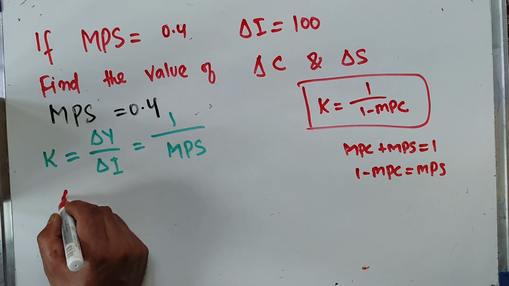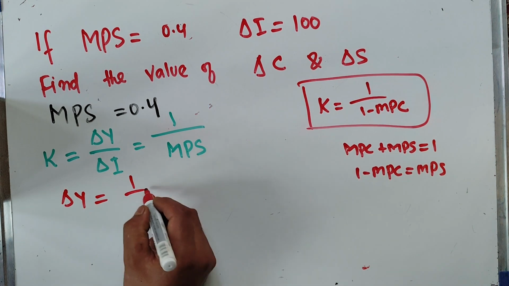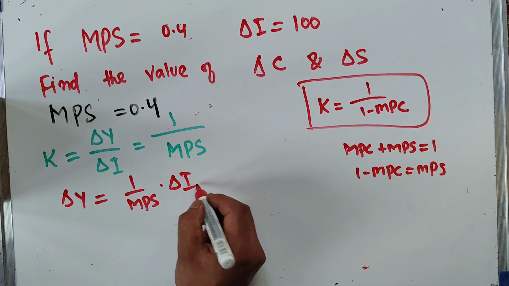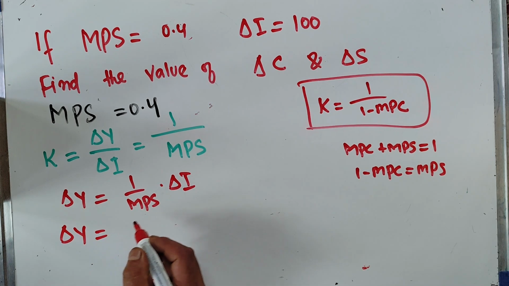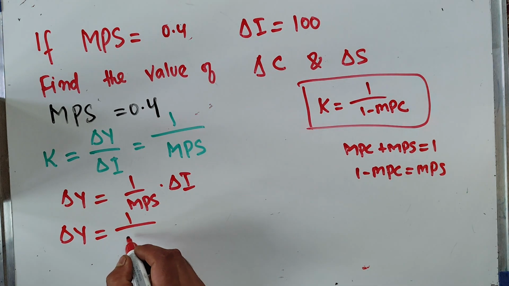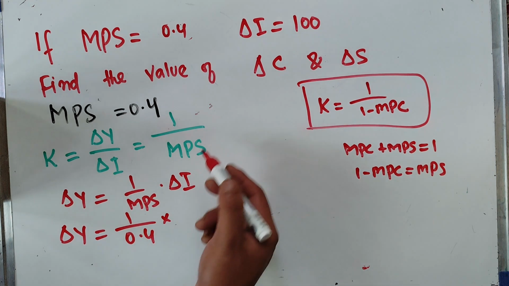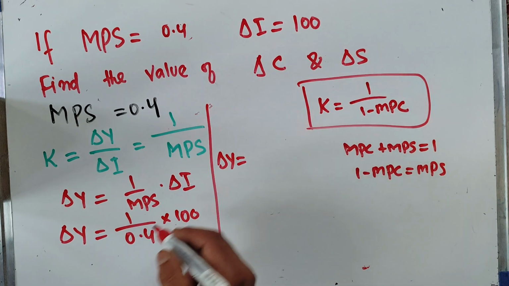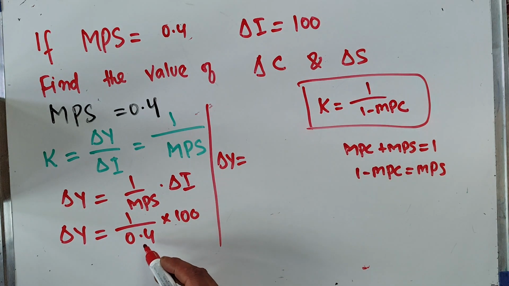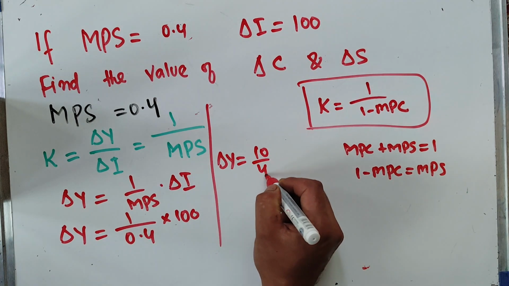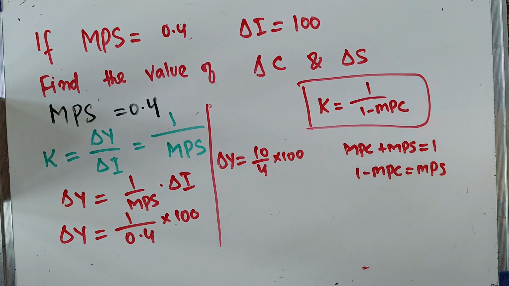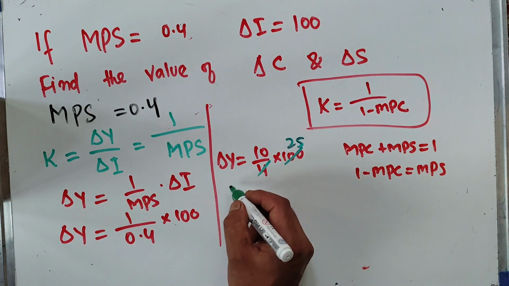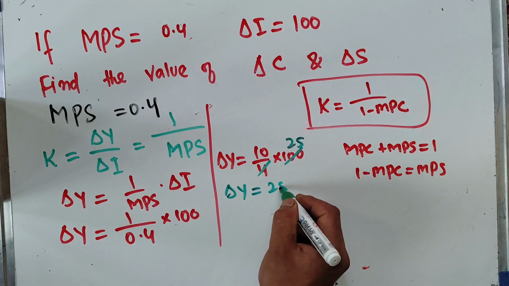So can we write the change in income will be equal to 1 upon marginal propensity to save times the change in investment, transposing this. That means the change in the income will be equal to 1 divided by 0.4 into the change in the investment, which is given to us as 100. That is, 0.4 can be written as 4 upon 10. It becomes 10 upon 4 times 100. So this comes out to be 4 ones are 4, 25s are 100. So we get the change in the income comes out to be 250.